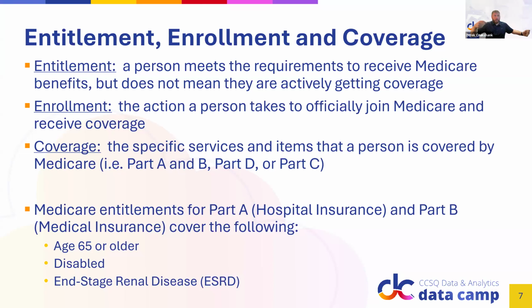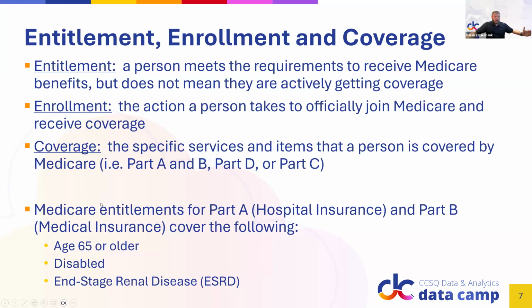Enrollment is actually when a person is receiving coverage of some kind and they are enrolled in the Medicare benefits. And then, of course, there is coverage, which is very specific to the type of service or item that a person would be covered by. This could be Part A coverage, Part B coverage. More recently, your prescription drugs, which is your Part D coverage, and something that is very much more relevant over the past handful of years, which is your Medicare Advantage HMO type of Part C coverage.